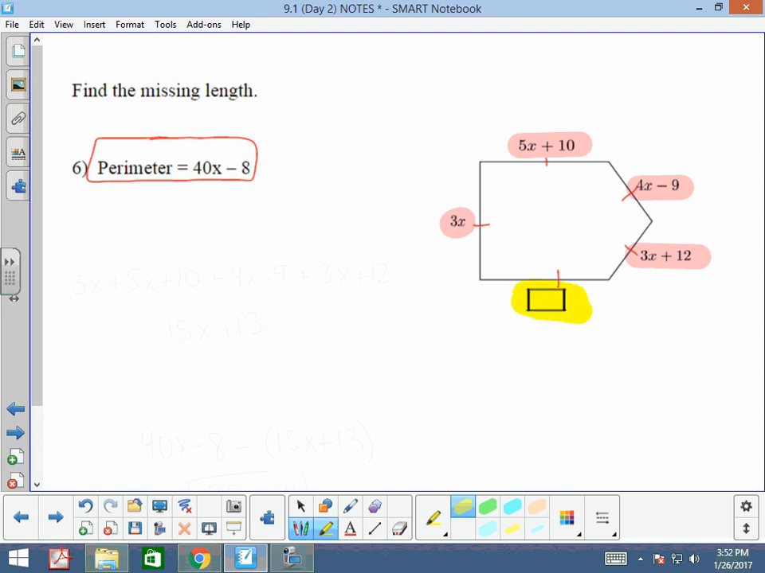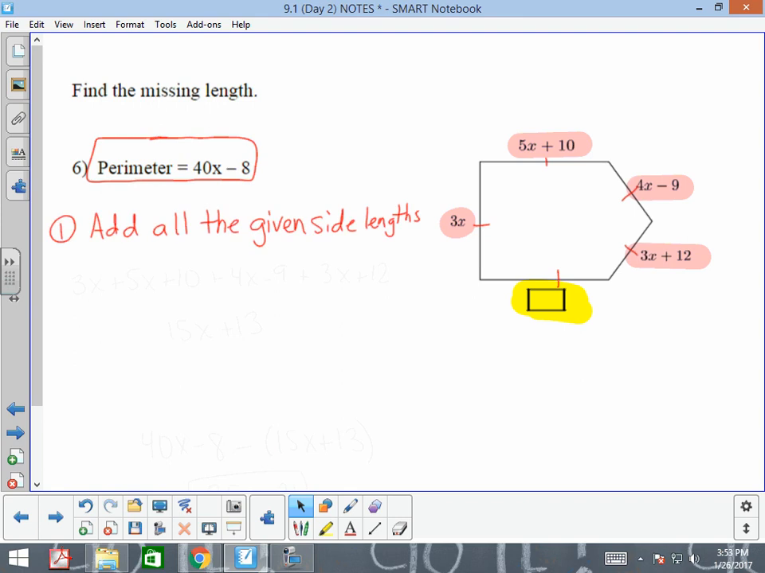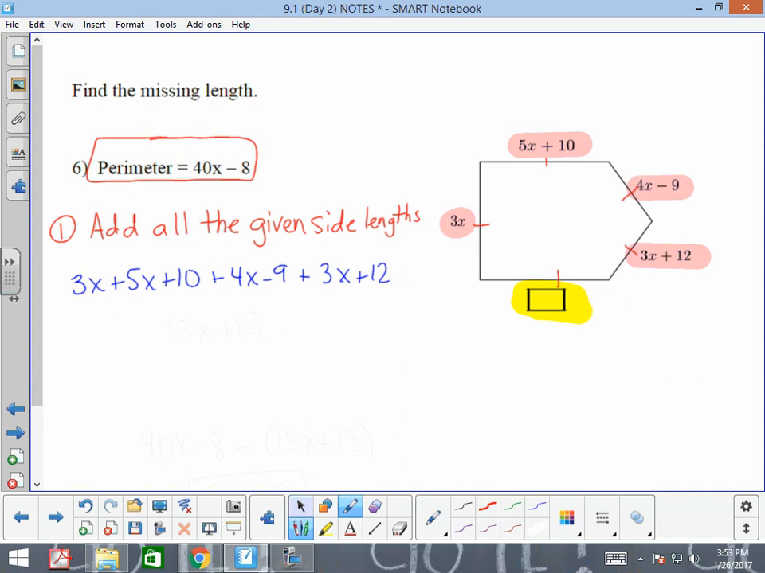Okay, so in order to do that, we're first going to add all the given side lengths, all the side lengths that they tell us. So we have 3x, we have 5x plus 10, 4x minus 9, and 3x plus 12. So we're going to add all those together. All right, so combining like terms, 3x plus 5x plus 4x plus 3x, and positive 10 minus 9 plus 12. So when we combine like terms, we get 15x plus 13. And that's when you add all those 4 sides together.